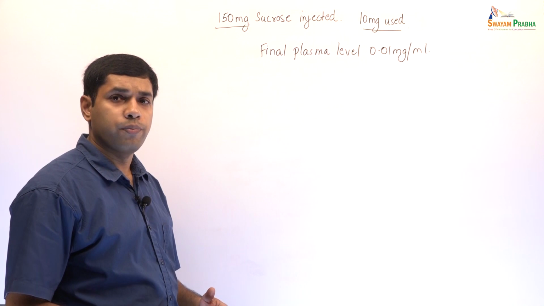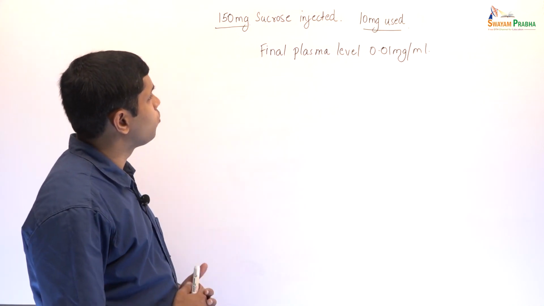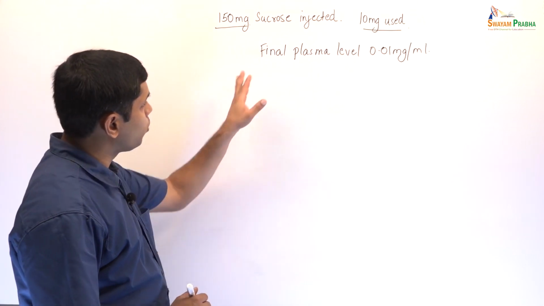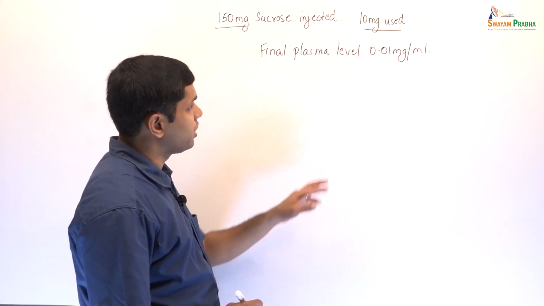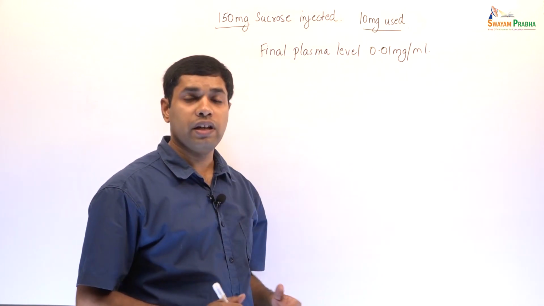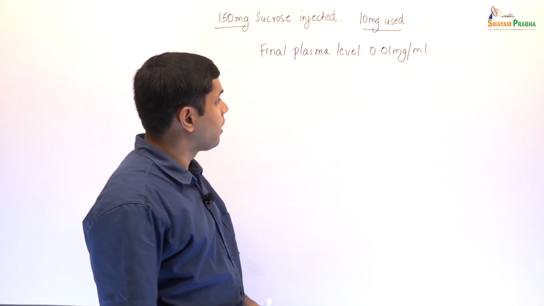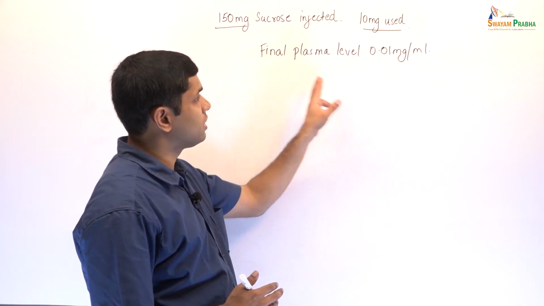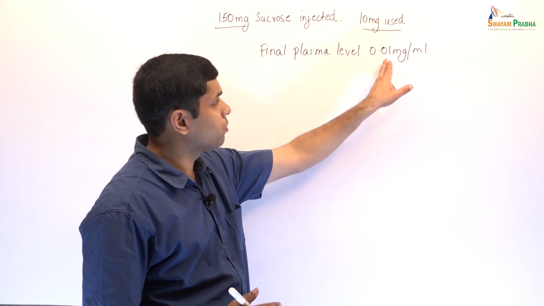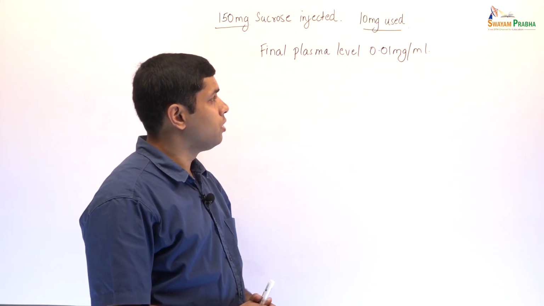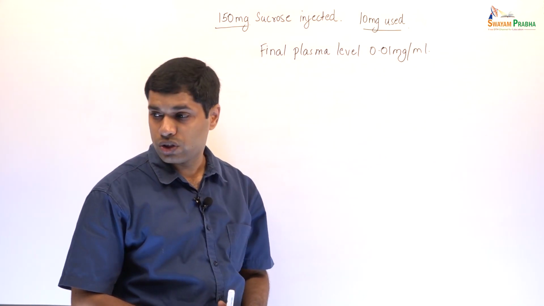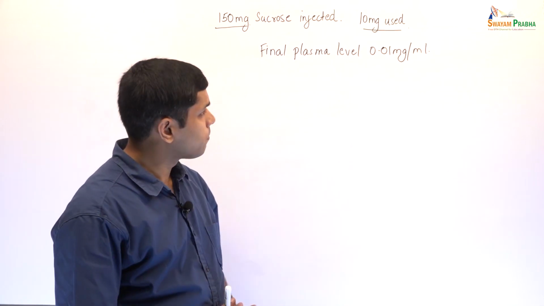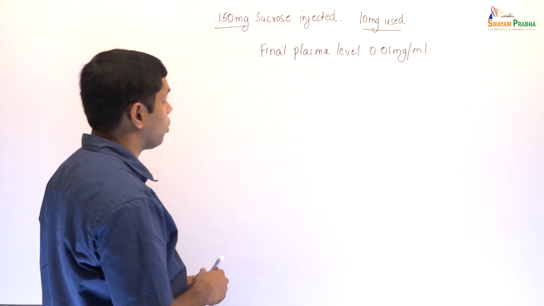So in this problem, we have been given that 150 milligrams of sucrose has been injected. Out of this 150 milligrams of sucrose, 10 milligrams has been excreted or metabolized, and finally after equilibrium or after adequate mixing, the plasma level when sampled was found to have 0.01 milligrams per ml of sucrose, and we are asked to calculate the ECF volume. Now let's begin solving this.